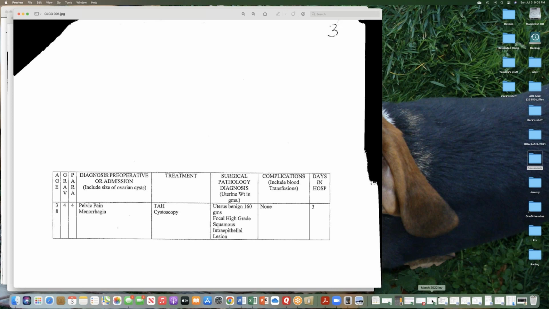The focal high-grade squamous intraepithelial lesion, I feel like that should have been assessed prior, via a known pap smear. Personally, that may be incorrect, but then you need the pathology from the actual uterus. I want to say that focal high grade is talking about the cervix, maybe. And it's also a rather small uterus for a TAH.